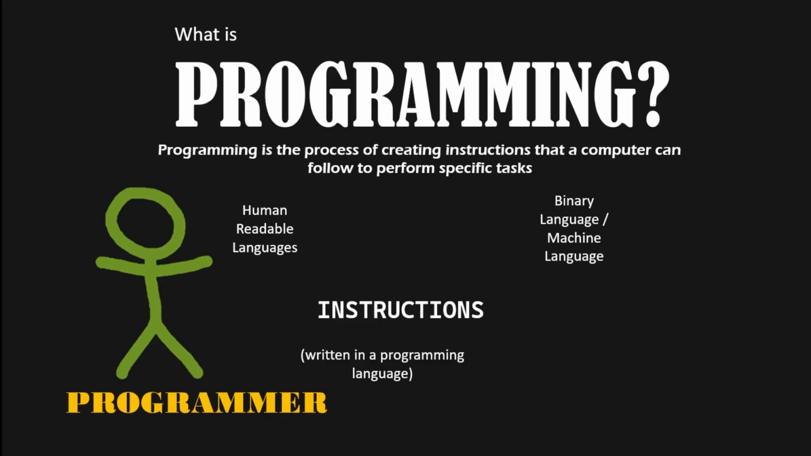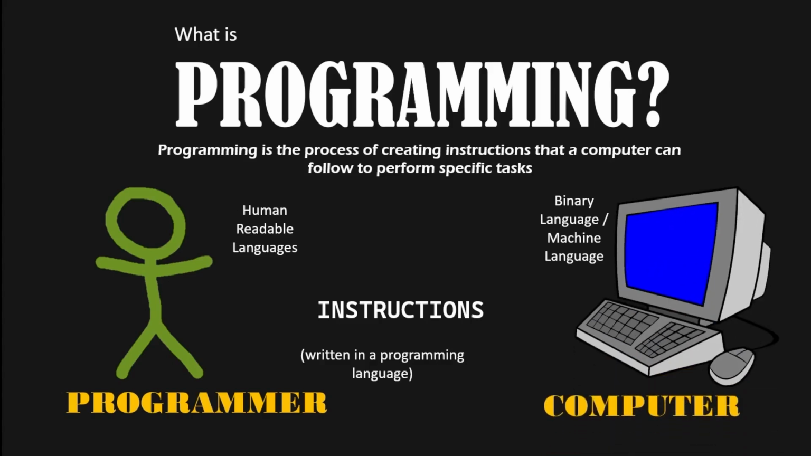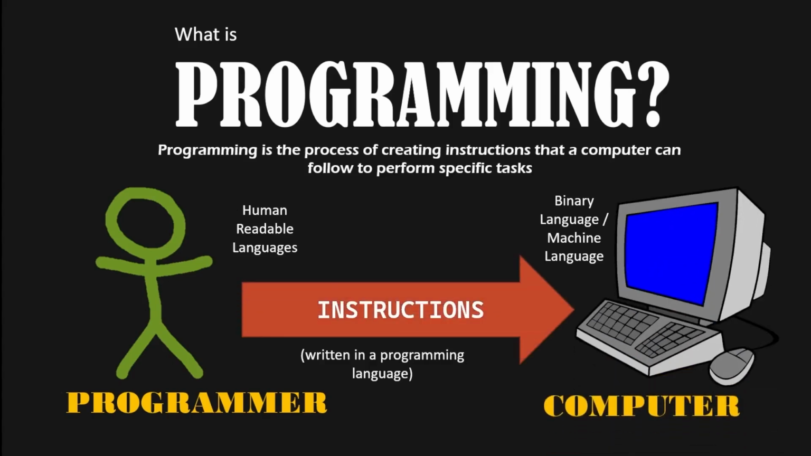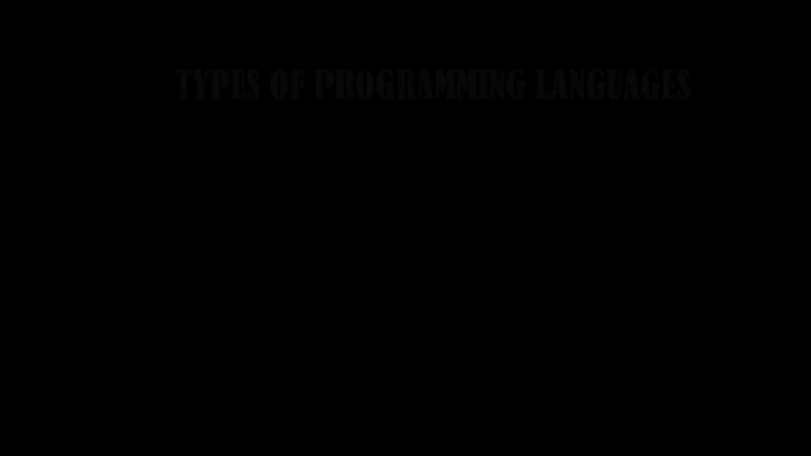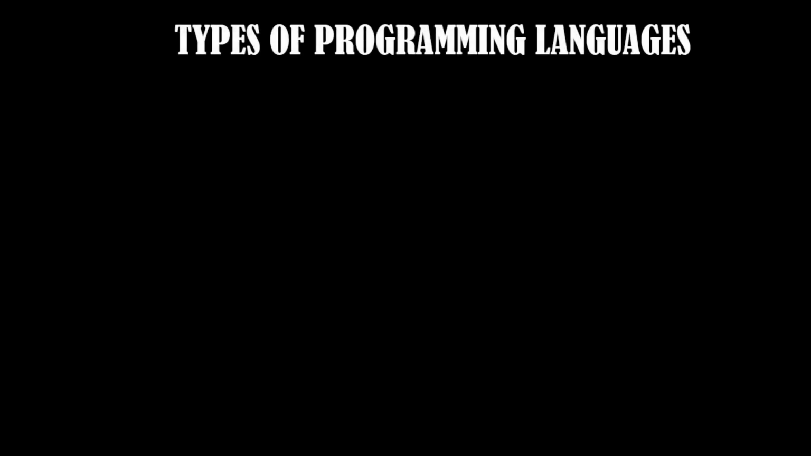Although computers only understand binary language, composed of zeros and ones, programming languages allow programmers to write code in a more human-readable form. This code is then translated into binary through a process called compilation or interpretation, enabling the computer to execute the desired operations. We will talk about compilation and interpretation later in this video. Now, let's first talk about the types of computer languages.